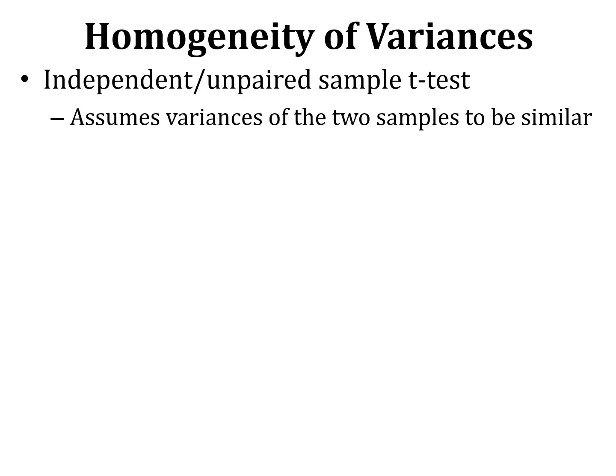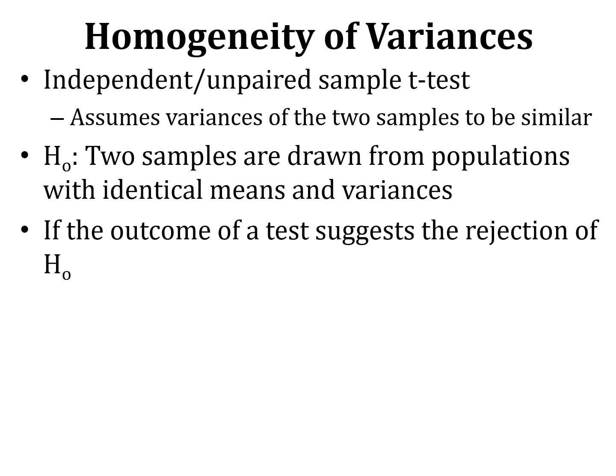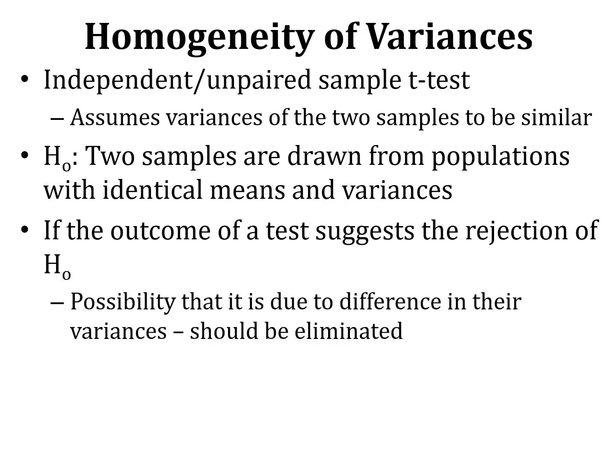Then another attribute of the comparison of averages is the homogeneity of variances. This is mainly an attribute of the unpaired sample t-test, or the unmatched sample t-test. For that purpose, we need to assume that the variances of the two samples are similar. So the general null hypothesis for this kind of analysis of means is that two samples are drawn from populations with identical means and variances. If the outcome of a test suggests rejection of the null hypothesis, then the possibility that it is due to a difference in the variances should be eliminated.